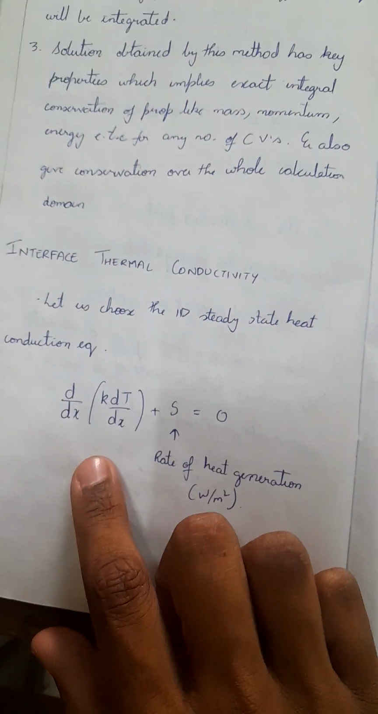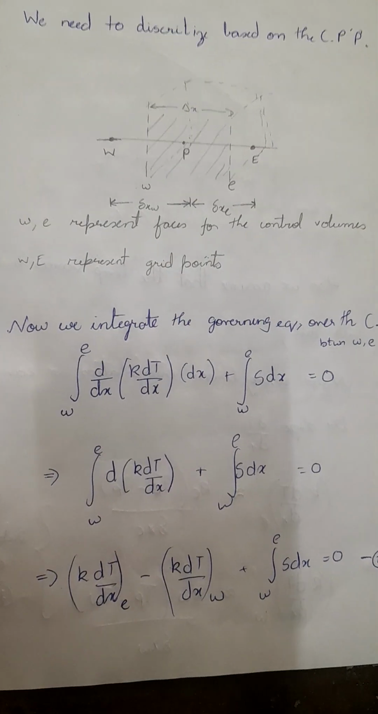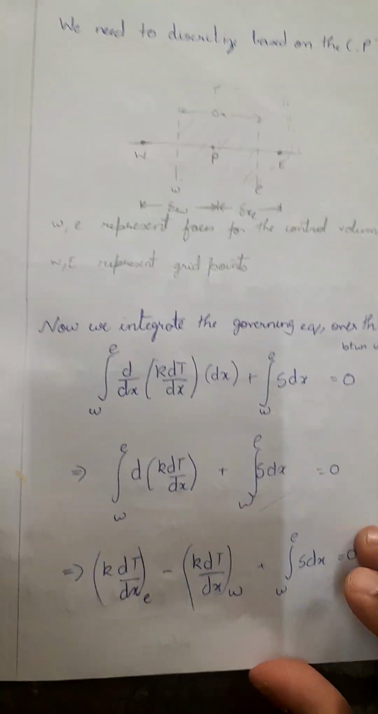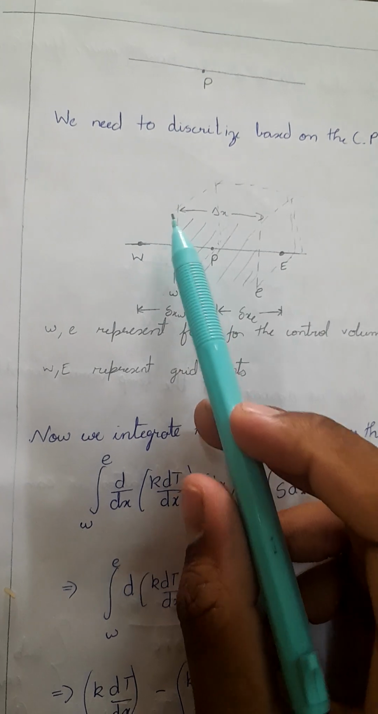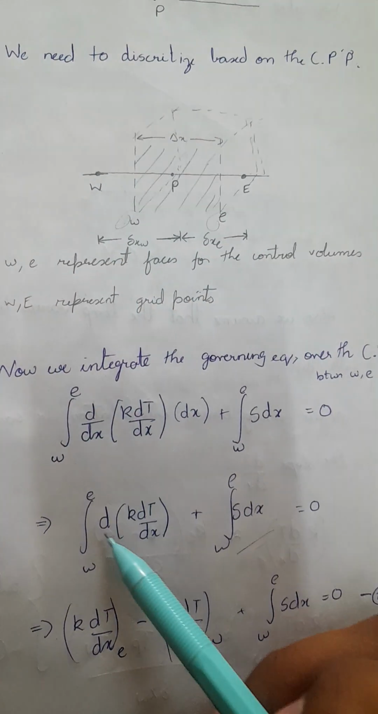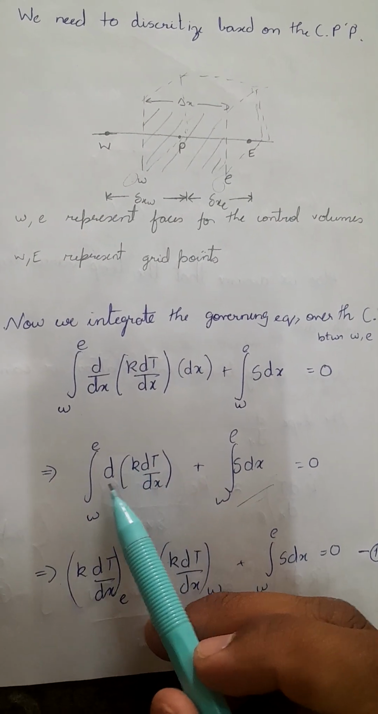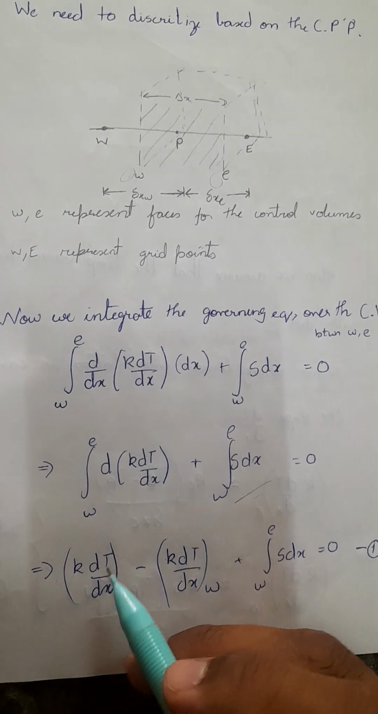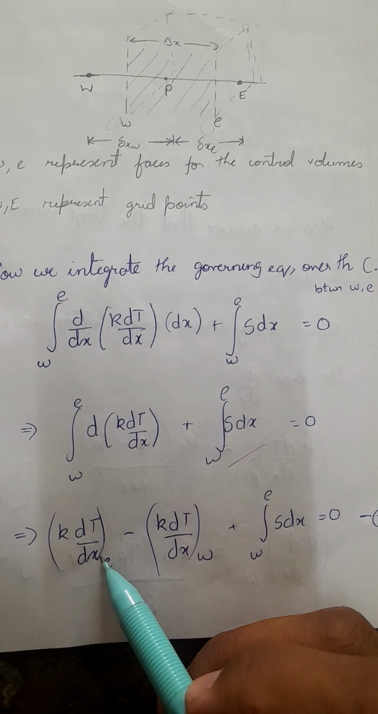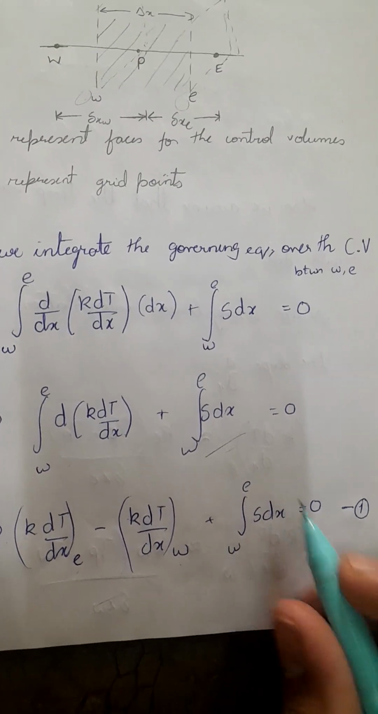I take the same equation here and apply the integral over it. When I apply the integral, I'm left with these terms, and since we are dealing with this particular control volume, our limits would be from w to e, so that's what we apply here. So the integral of d of k dT by dx would result in this. Since I'm applying limits, it would be k dT by dx at e minus k dT by dx at w, plus the integration of the source term.